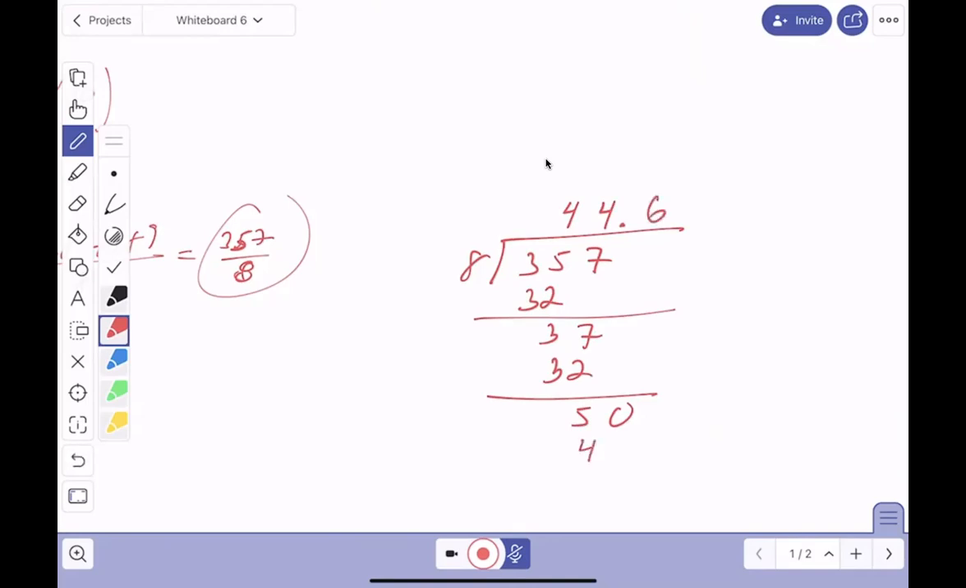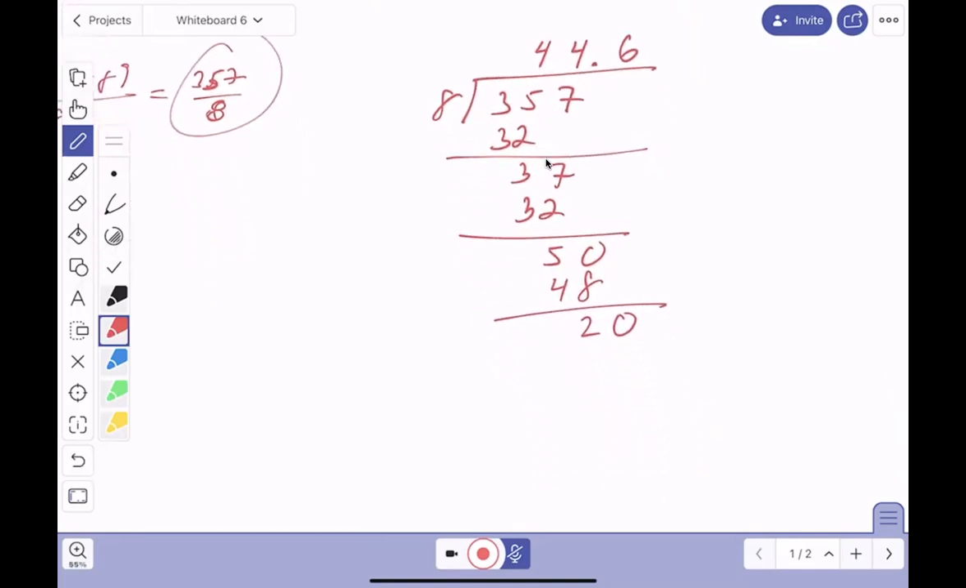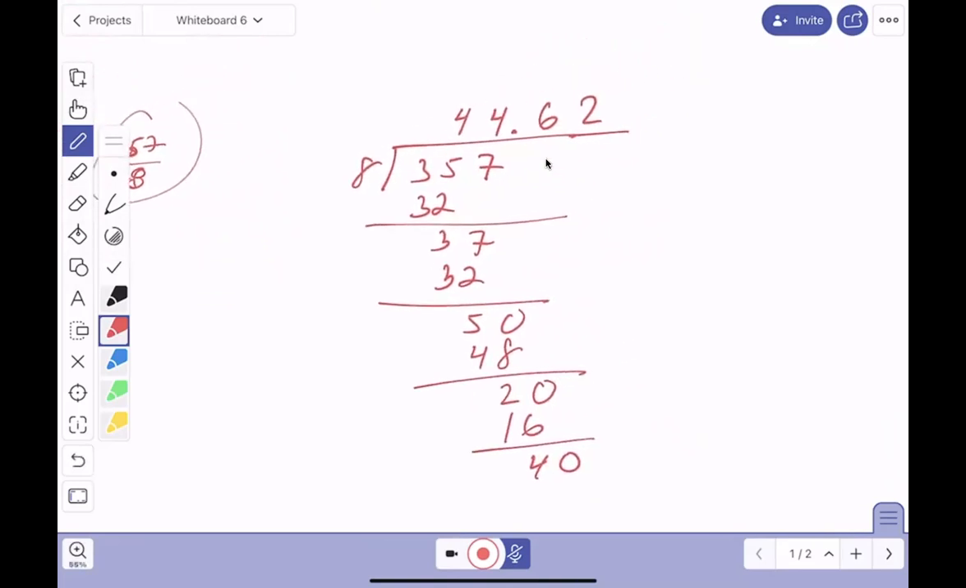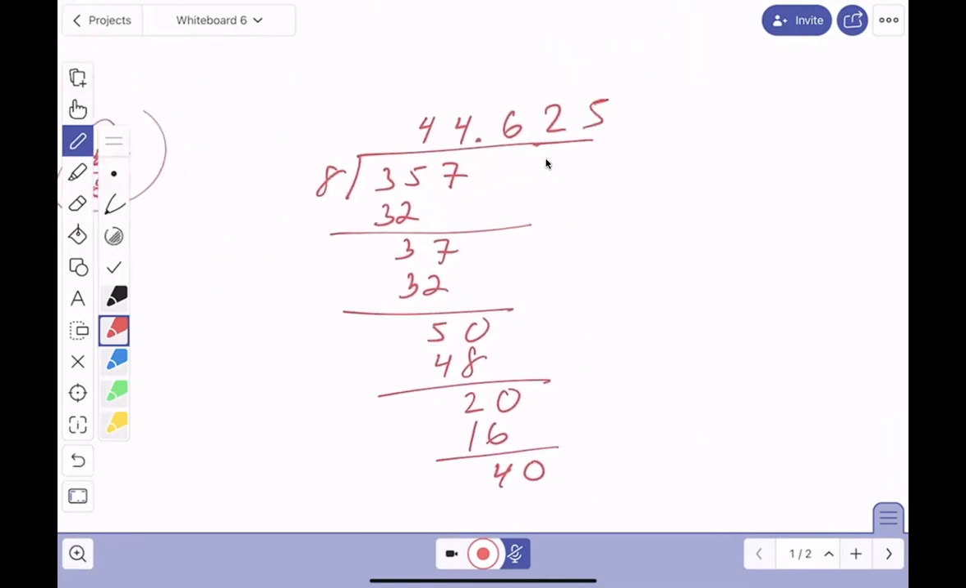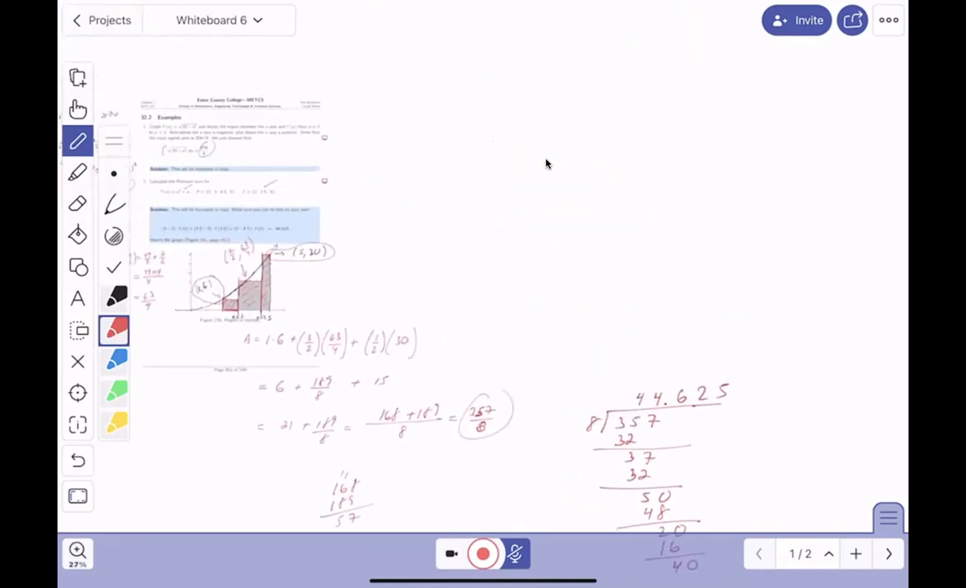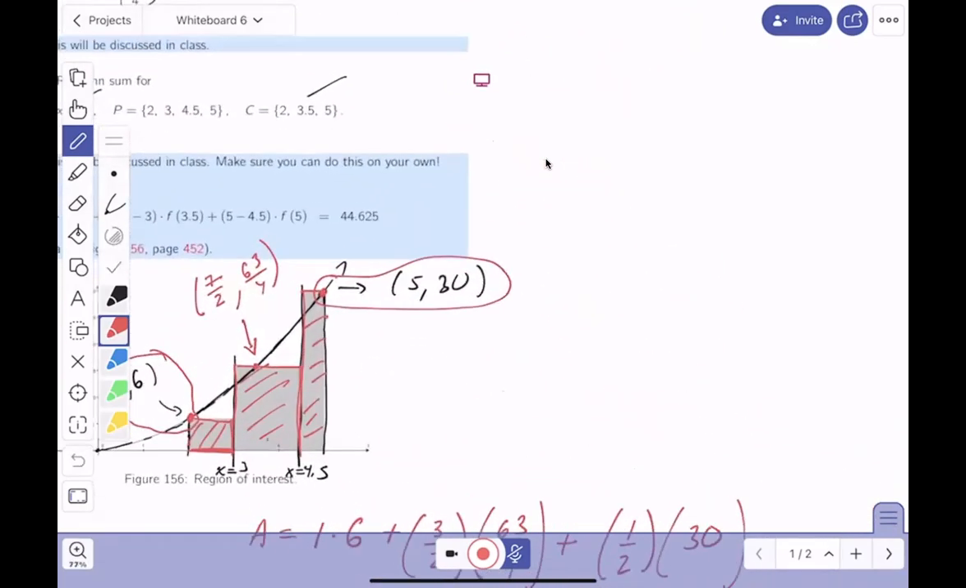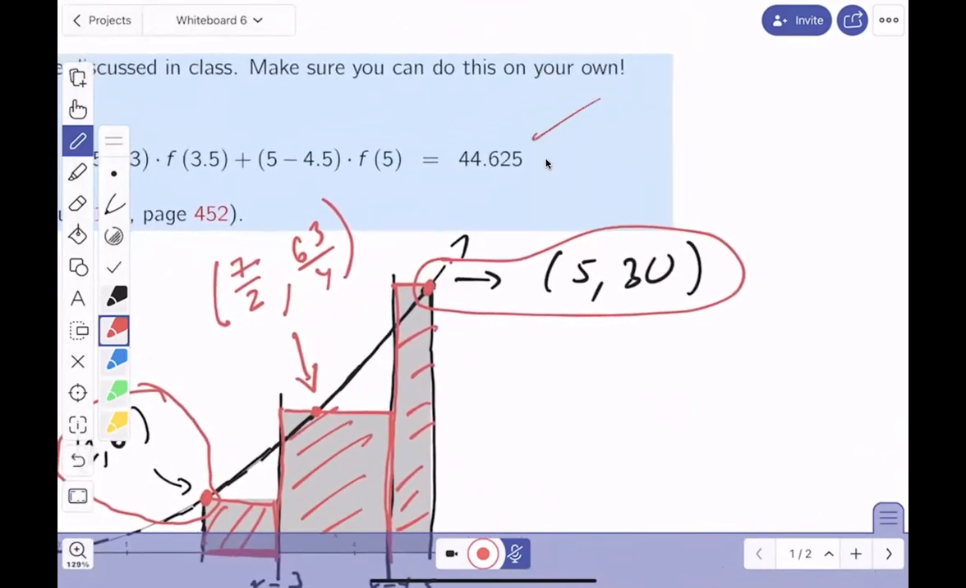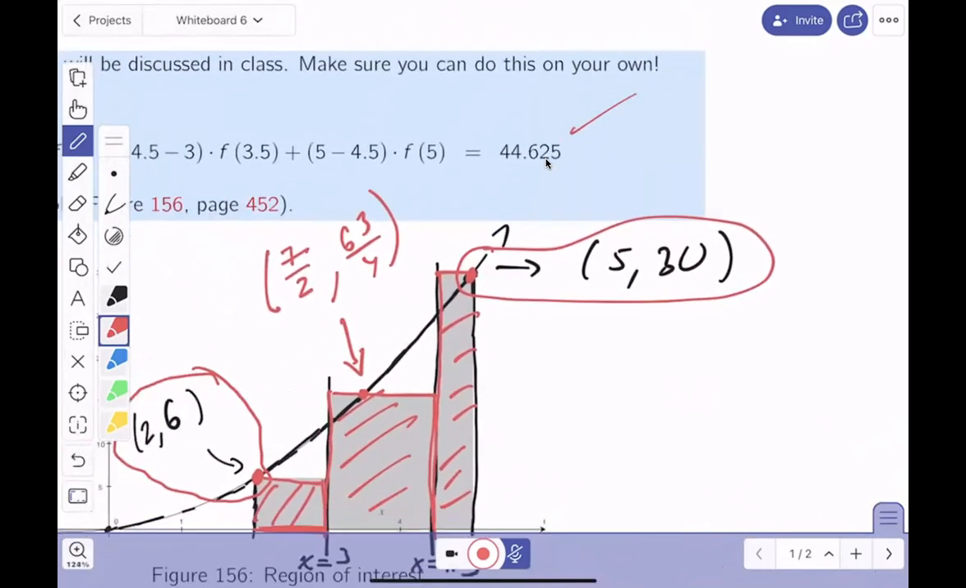That would be 48. And then I get 20. Well, it's going to get really tough, huh? 2. That's going to be 16 and 40. And it ended. That's my hope from grade school. It ended. So what is it going to be? 44.625? Let's take a look. Wow, we did all right. Did we use a computer to do that? No, we didn't use a computer.